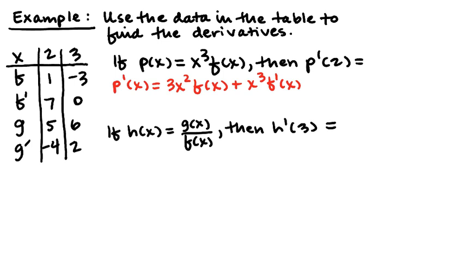So now I want to find p prime of 2. So I'm going to plug 2 in where I see x. So 3 times 4 is 12 times f of 2, plus 2 to the third is 8 times f prime of 2. And then I'm going to get f of 2 and f prime of 2 from the table. All right, so this is 12 times f of 2 is 1.